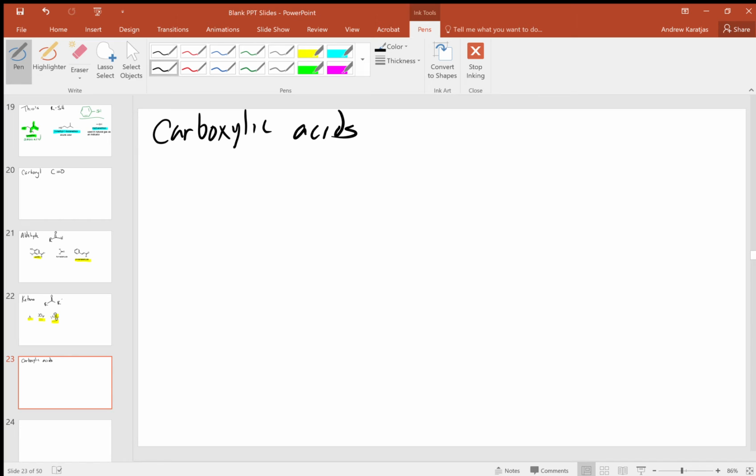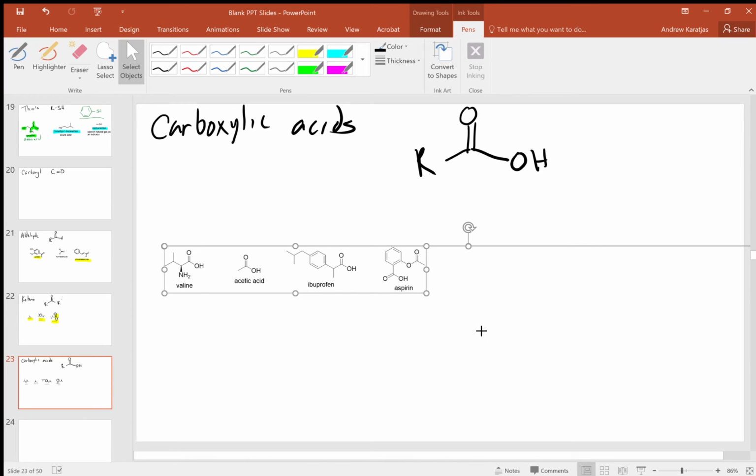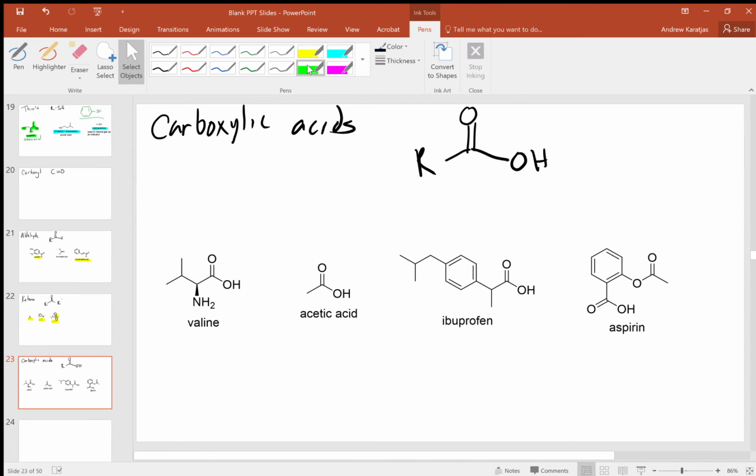Carboxylic acids are carbonyls that have an R group on one side and an OH group on the other side. One of the simplest carboxylic acids we can see here is acetic acid. Whether you know it by name or not, it's a compound you know very well by smell. Acetic acid makes up about 5% of vinegar. And so when you smell vinegar, it's the acetic acid you're smelling.